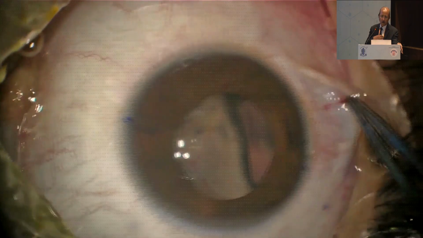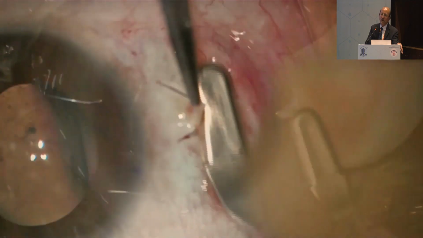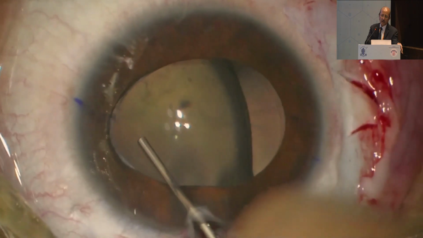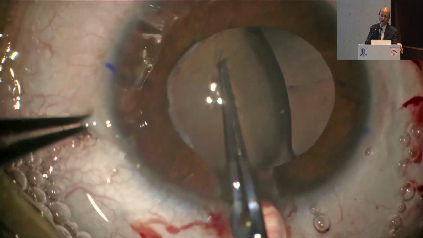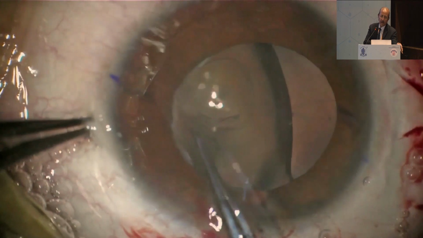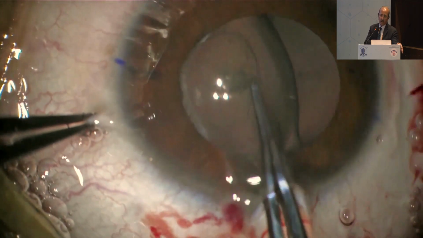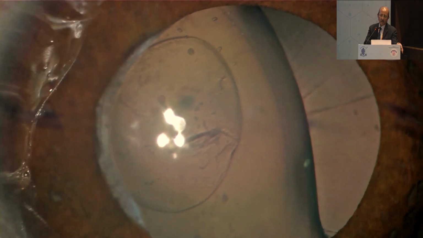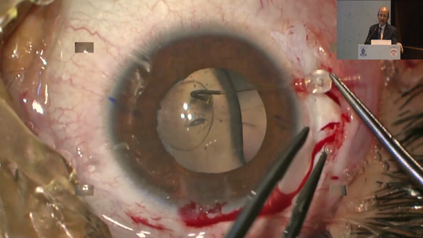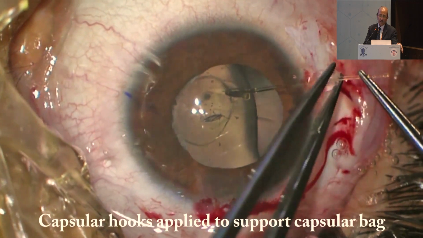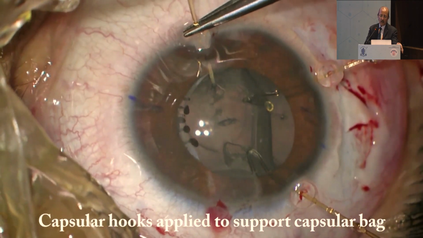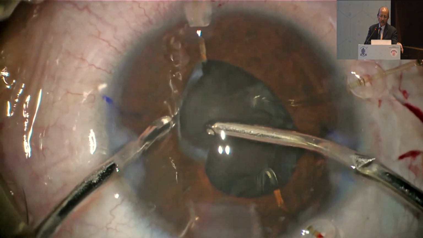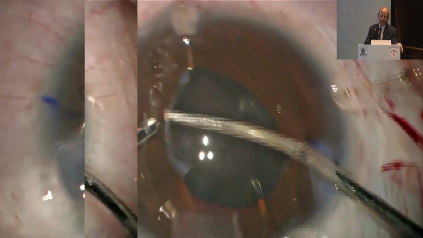Then comes this child with congenital lenticular coloboma. Here it is not a question of placing the IOL, it is a question of stability of the IOL bag complex, what we ultimately want to achieve. So in this situation we have to place capsular hooks. These are the capsular hooks, and then synechiae were also removed, and then removal of the cortex from the capsular bag.